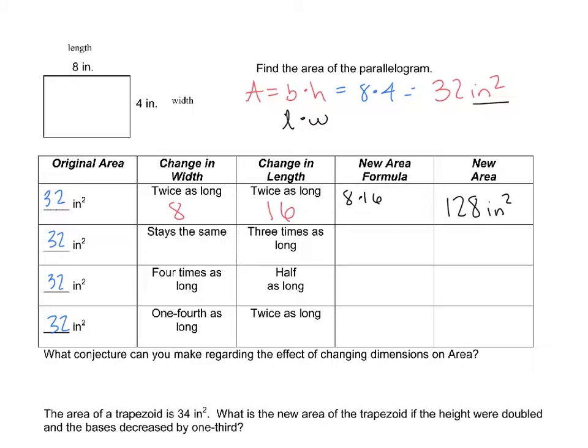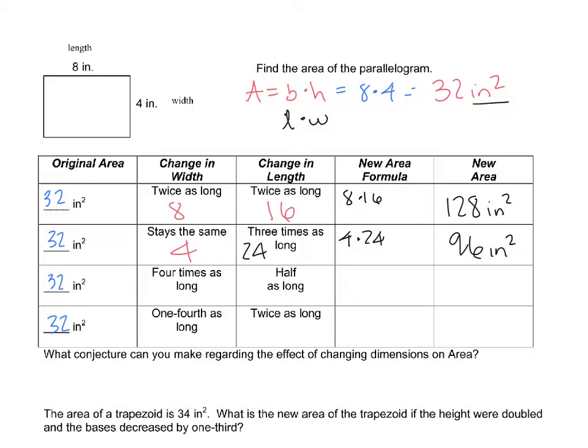The change in the width, okay, it stays the same. So that's going to just be 4. But the length is 3 times longer. So 8 times 3, 24. To get our new area formula, we would just do 4 times that 24. And that results in 96 inches squared for the new area.